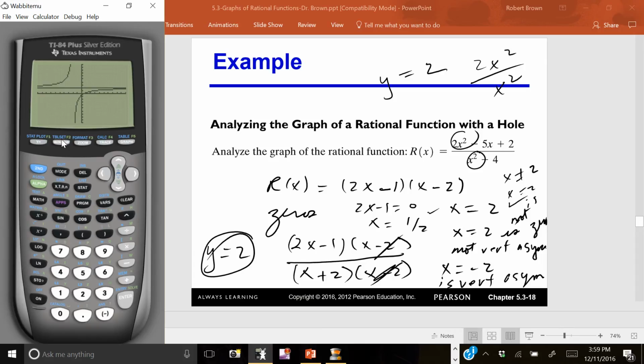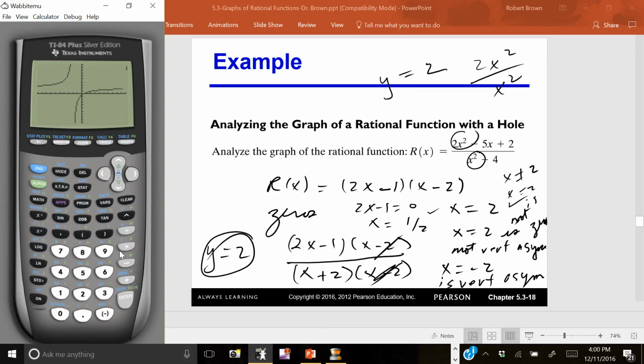To show that, let's go from minus 3 to plus 3, and like minus 3 to plus 3 on y. And we will more clearly see x equals 1/2 is a zero. Now, I'm going to zoom to the standard window again.